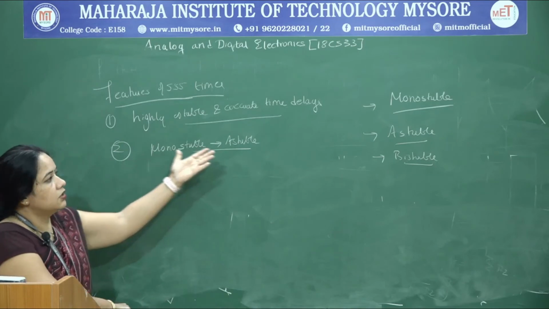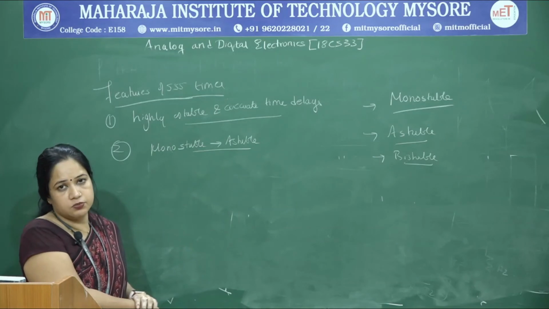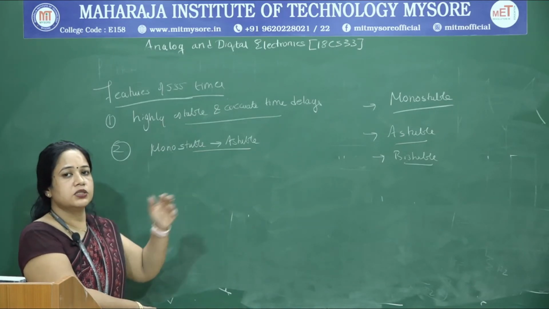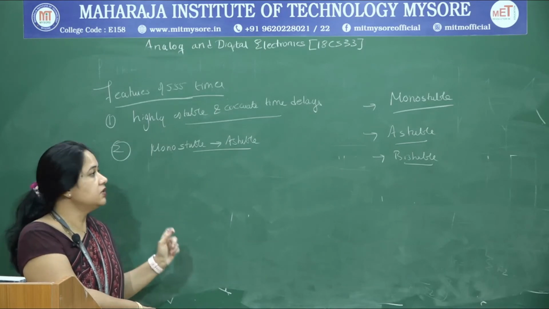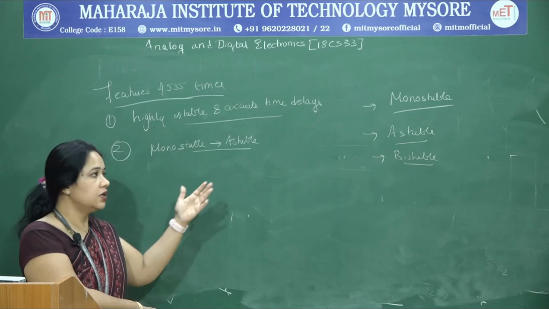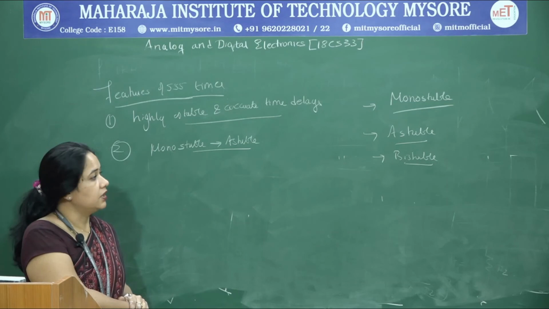As the name indicates, if it has a single stable state, we call such a multivibrator monostable. It always continues to be in a single stable state unless it is triggered. When it is triggered, it goes to a quasi stable state, the opposite state, and immediately gets back to the stable state.